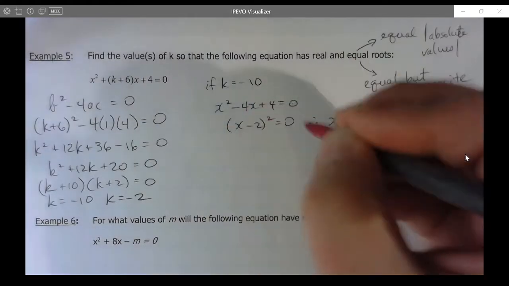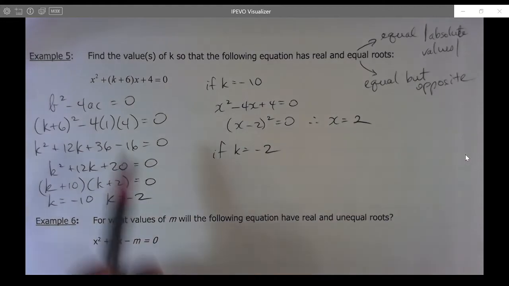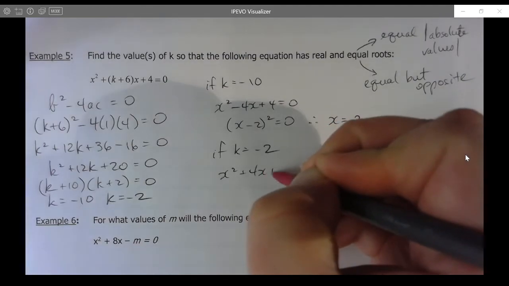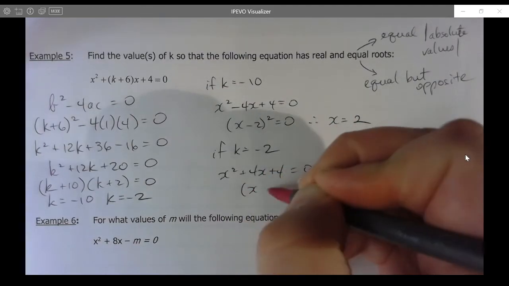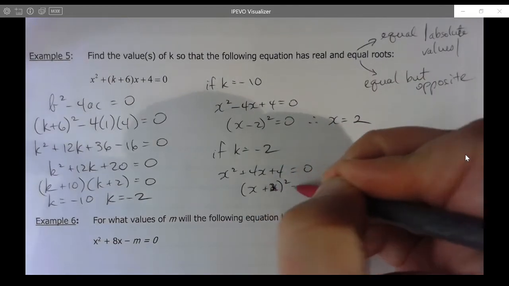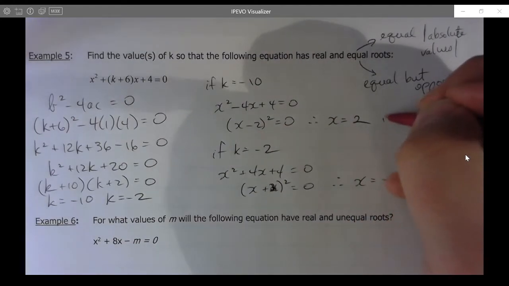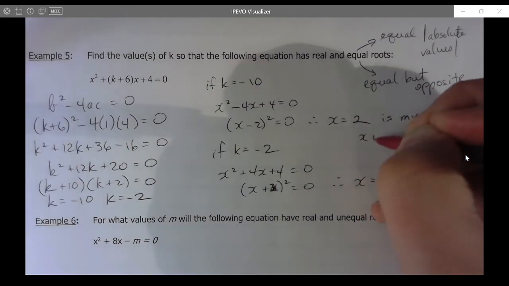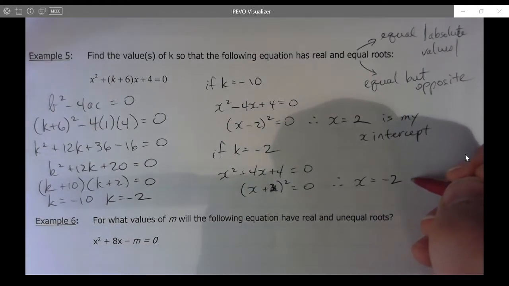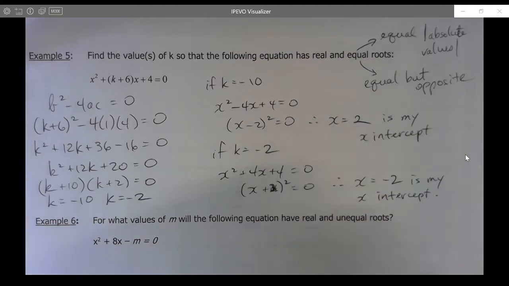And what if x is equal to 2. If k was negative 2, let's check that answer out. Well, if k is negative 2, then I get x squared plus 4x plus 4. And that works as well, because that would be x plus 2, squared is equal to 0. And then therefore x is negative 2 is my x-intercept. And once again, x is negative 2 for the second example is my x-intercept. So there we go.